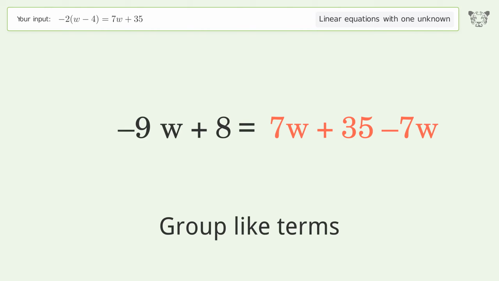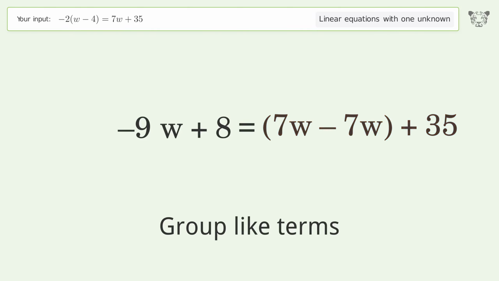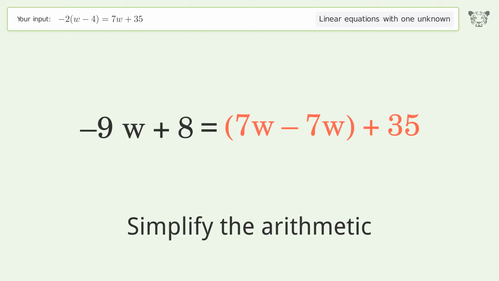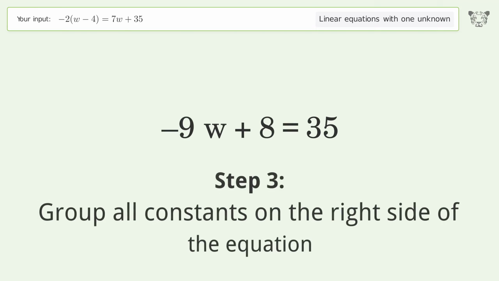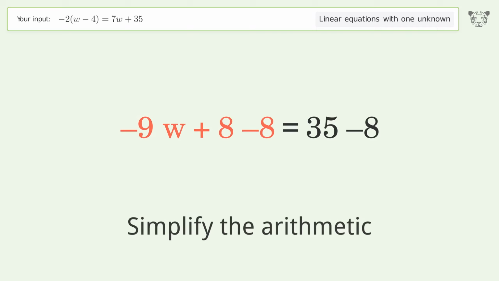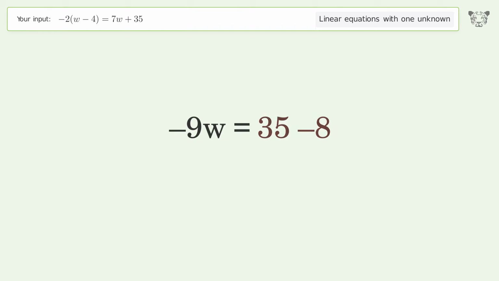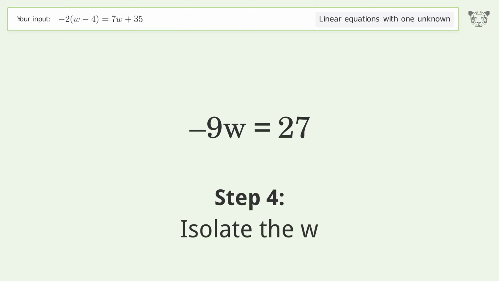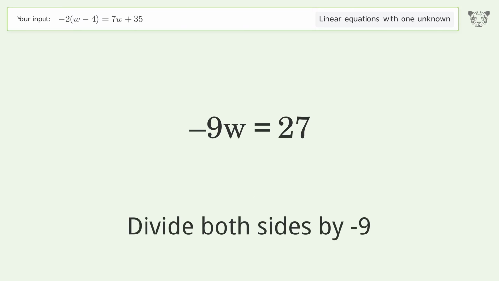Group like terms. Simplify the arithmetic. Group all constants on the right side of the equation. Subtract 8 from both sides. Simplify the arithmetic. Isolate the w. Divide both sides by -9.